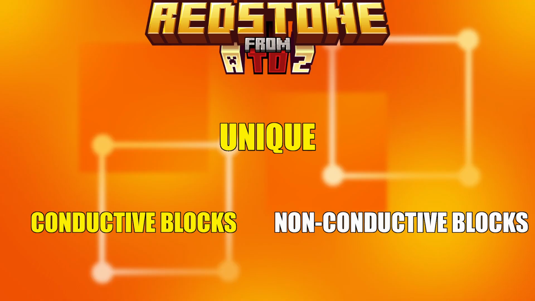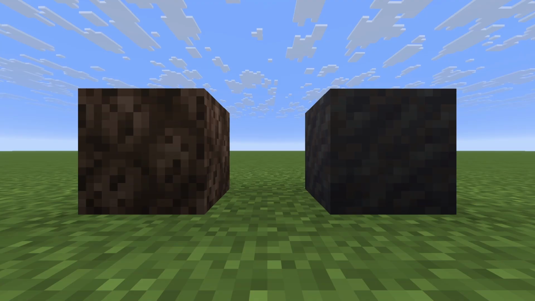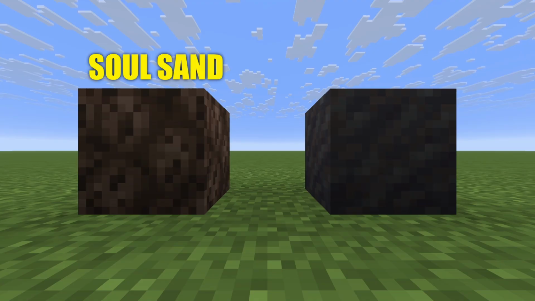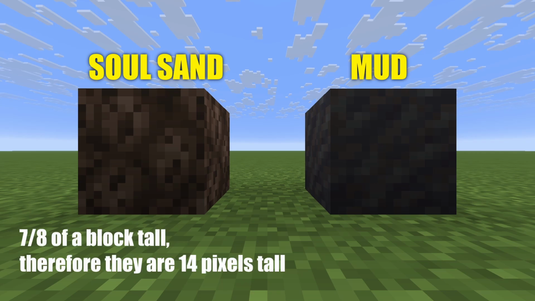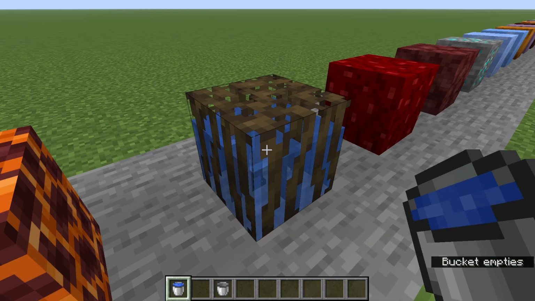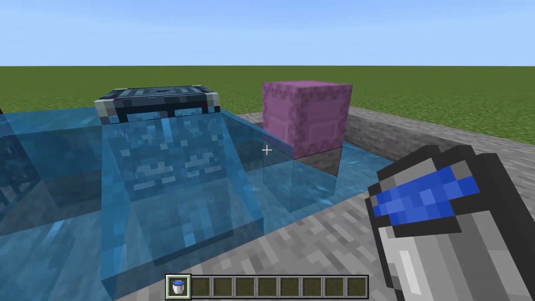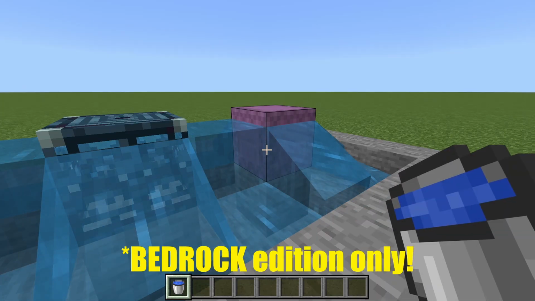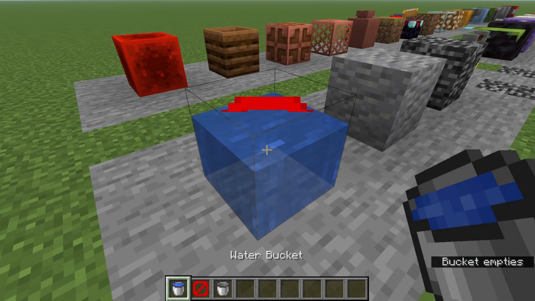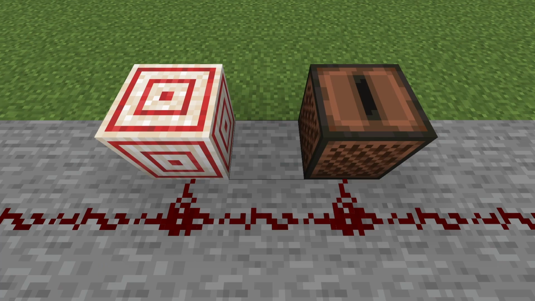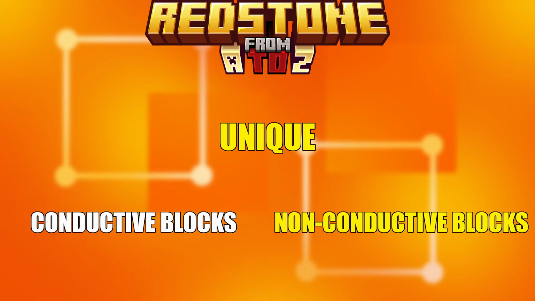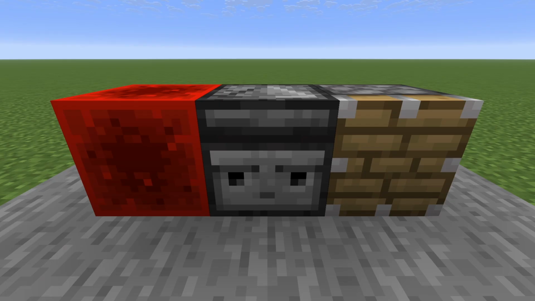Unique conductive blocks. As noted above, most conductive blocks are full solid blocks, with the exception of soul sand and mud, 7/8 of a block tall, mangrove roots, monster spawners, Bedrock Edition only, trial spawners, Bedrock Edition only, closed shulker boxes, Bedrock Edition only, and barriers are the only conductive blocks that can be waterlogged. Target blocks and jukeboxes are unique in that they attract redstone dust. Unique non-conductive blocks. Blocks of redstone, observers, and pistons are full solid blocks made of materials with the solid blocking property but are non-conductive.